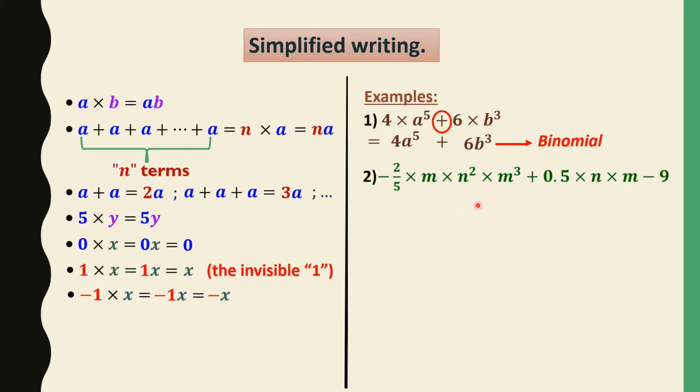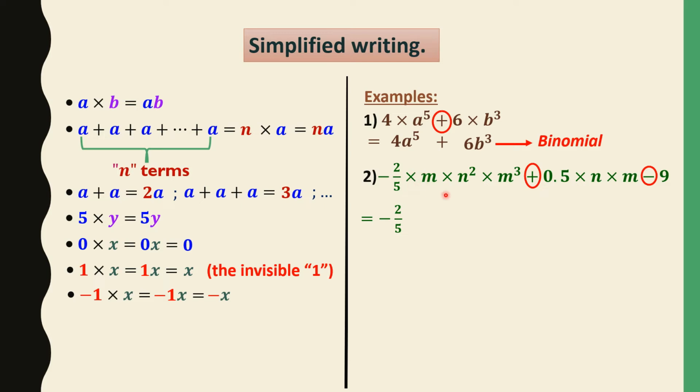Example 2, we have this algebraic expression, minus 2 over 5 times m squared times m cubed plus 0.5 times m minus 9. Let's see how many terms we have in this expression. The terms are separated by the signs plus and minus. So here we have 1, 2, 3 terms. Let's write the simplified form of each term. Let's start with the first term. Of course, the coefficient cannot be simplified anymore. We copy it the same.